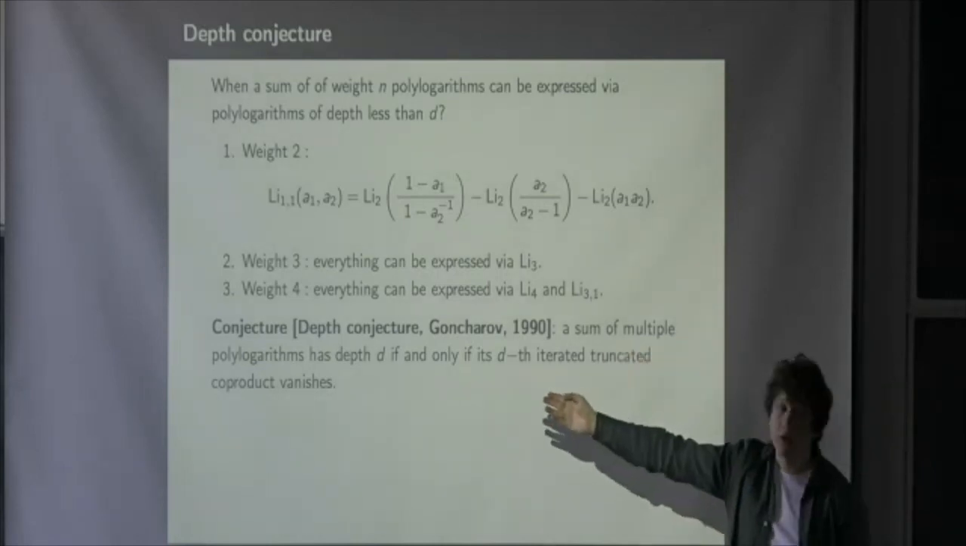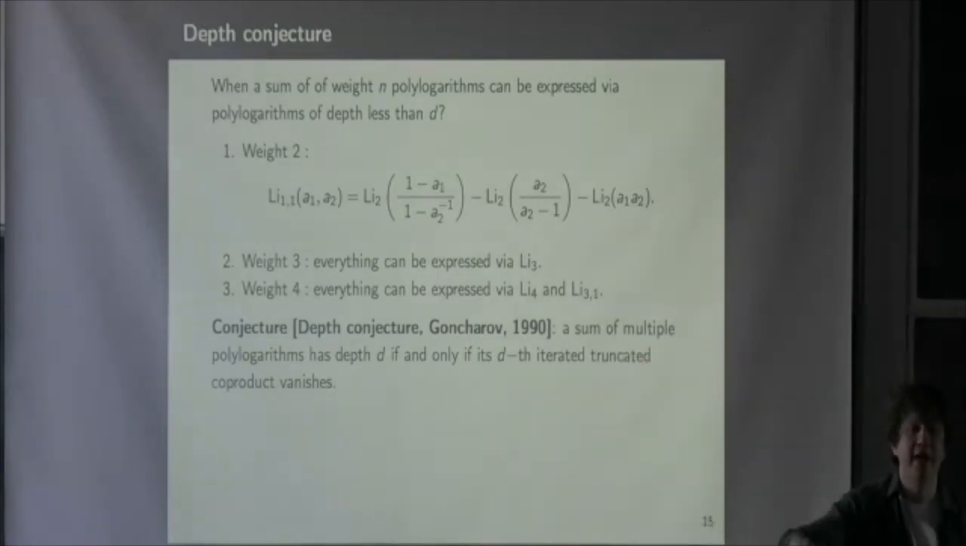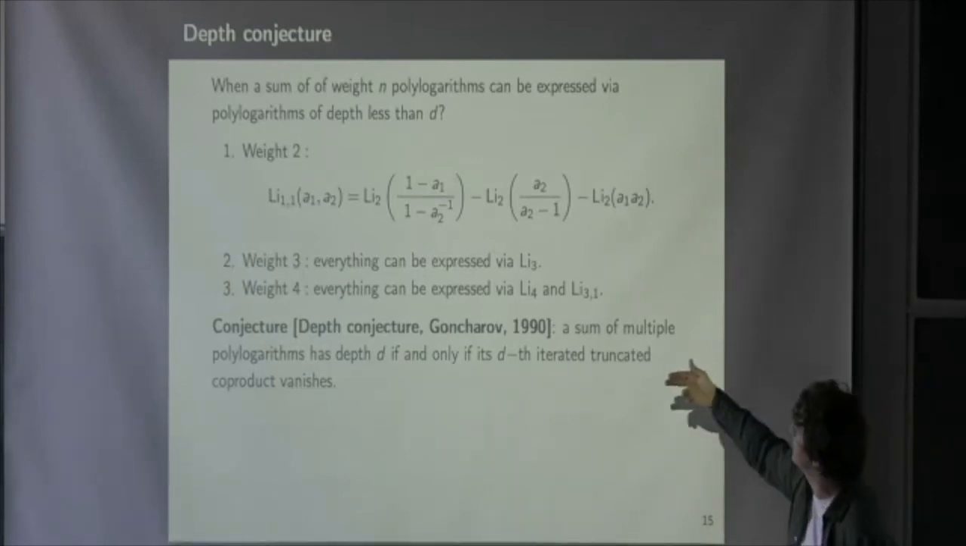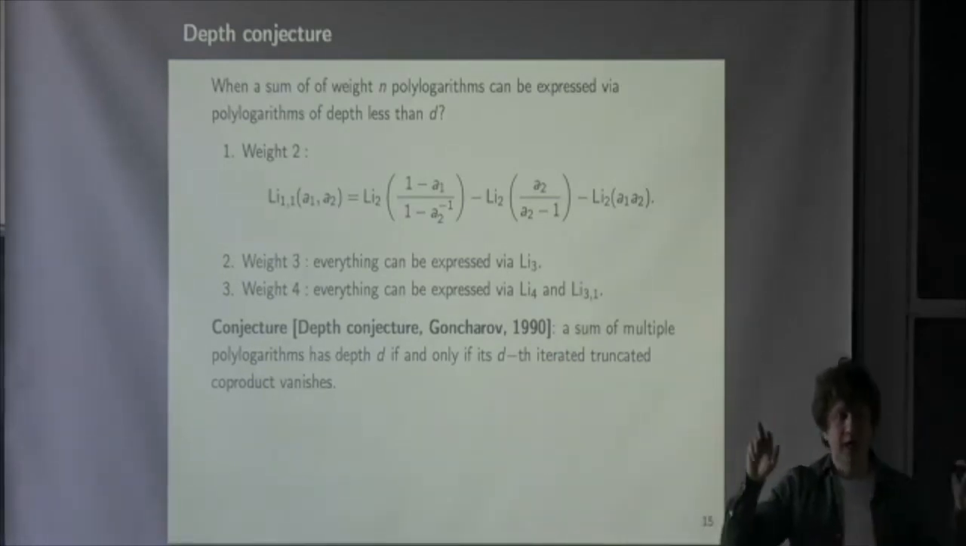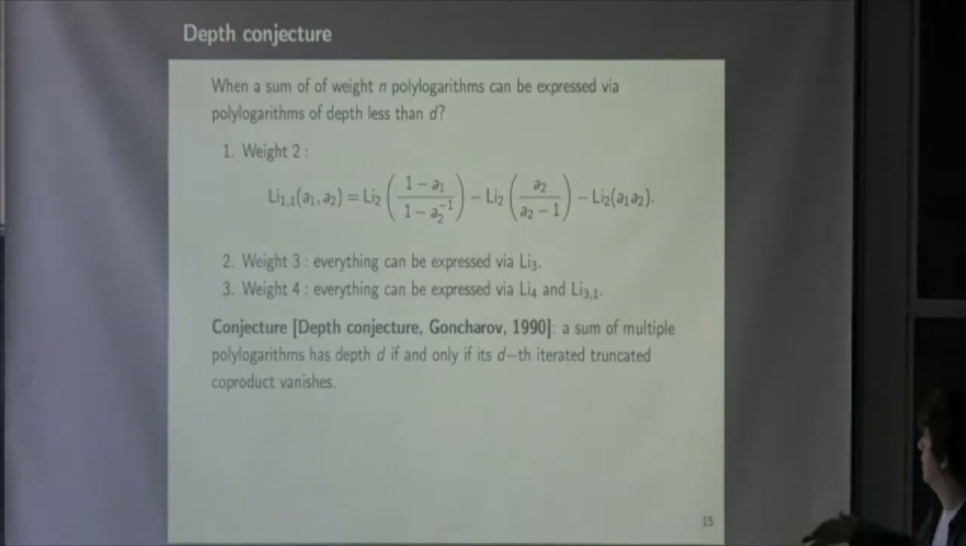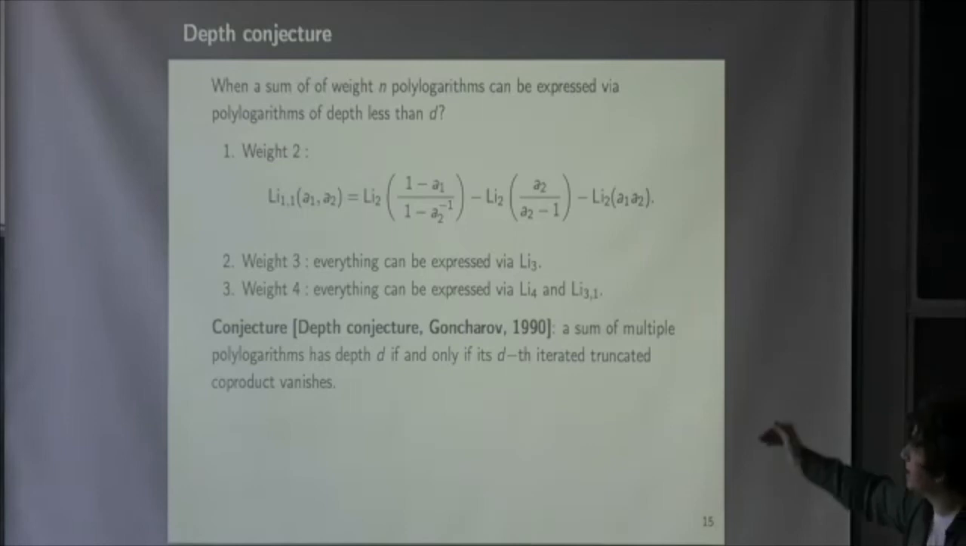of multiple polylogarithms, of any element in an arbitrary field, and you want to see whether they can be expressed through depth d or less, there is something you can compute called the iterated truncated coproduct. Something one can compute pretty explicitly. There are combinatorial formulas for that. If it vanishes, the Goncharov conjecture predicts you can express your polylogarithm through lower depths.